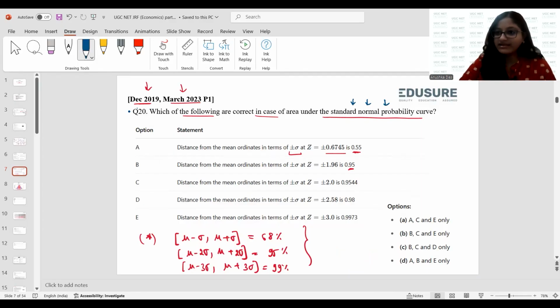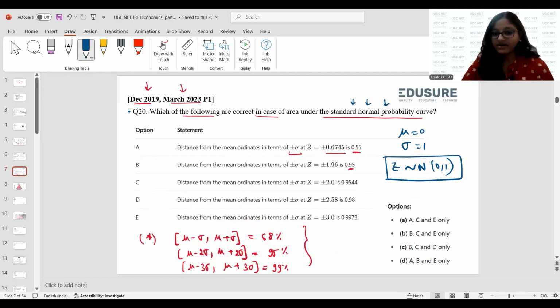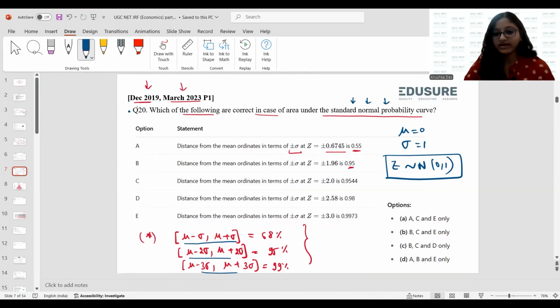Here we are talking about standard normal. Standard normal is a special case of the normal distribution only, where the value of mu is 0 and the value of sigma is 1, right? If a distribution follows normal 0, 1, we call it the standard normal distribution. So wherever you have the mean mu, you will put 0, and wherever you have sigma, you will put the value 1. If you do that, what will you get?